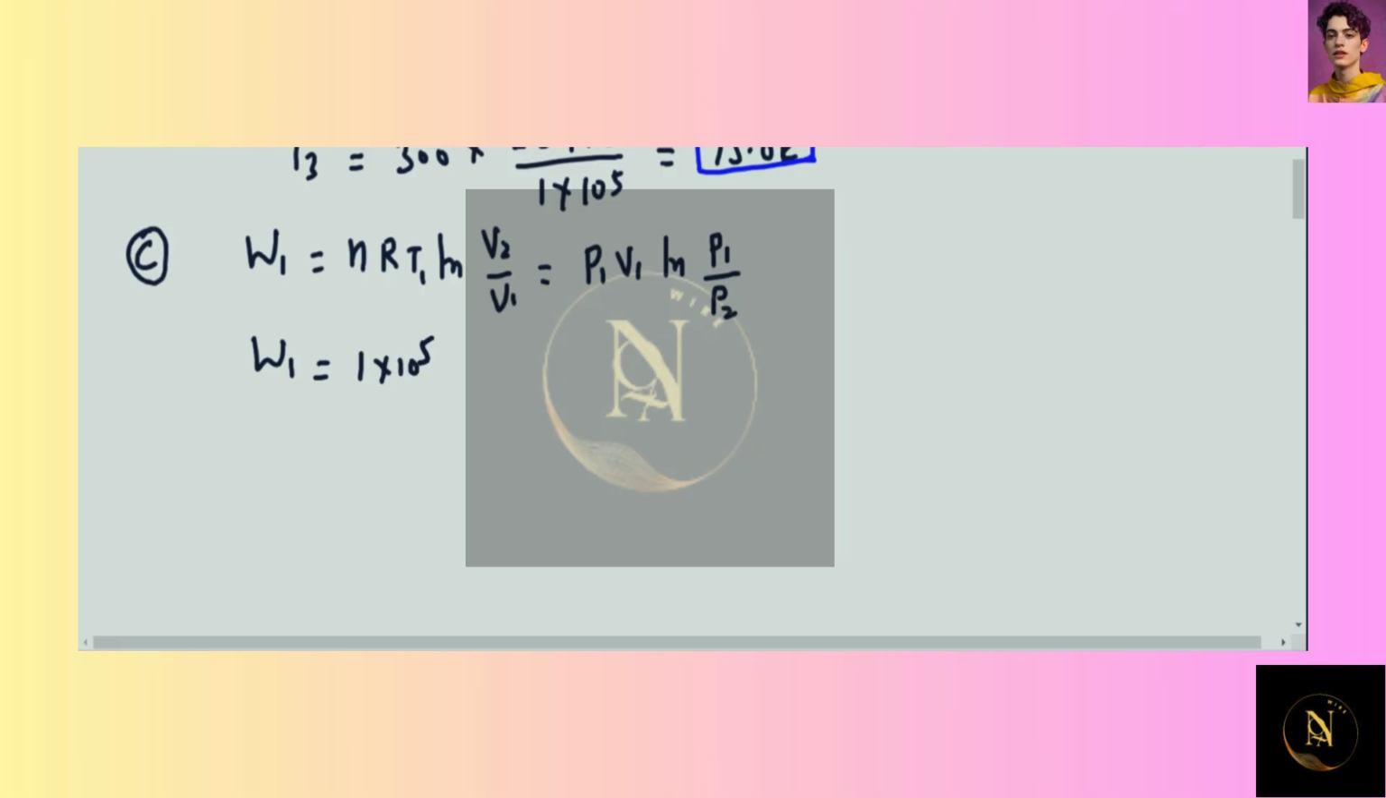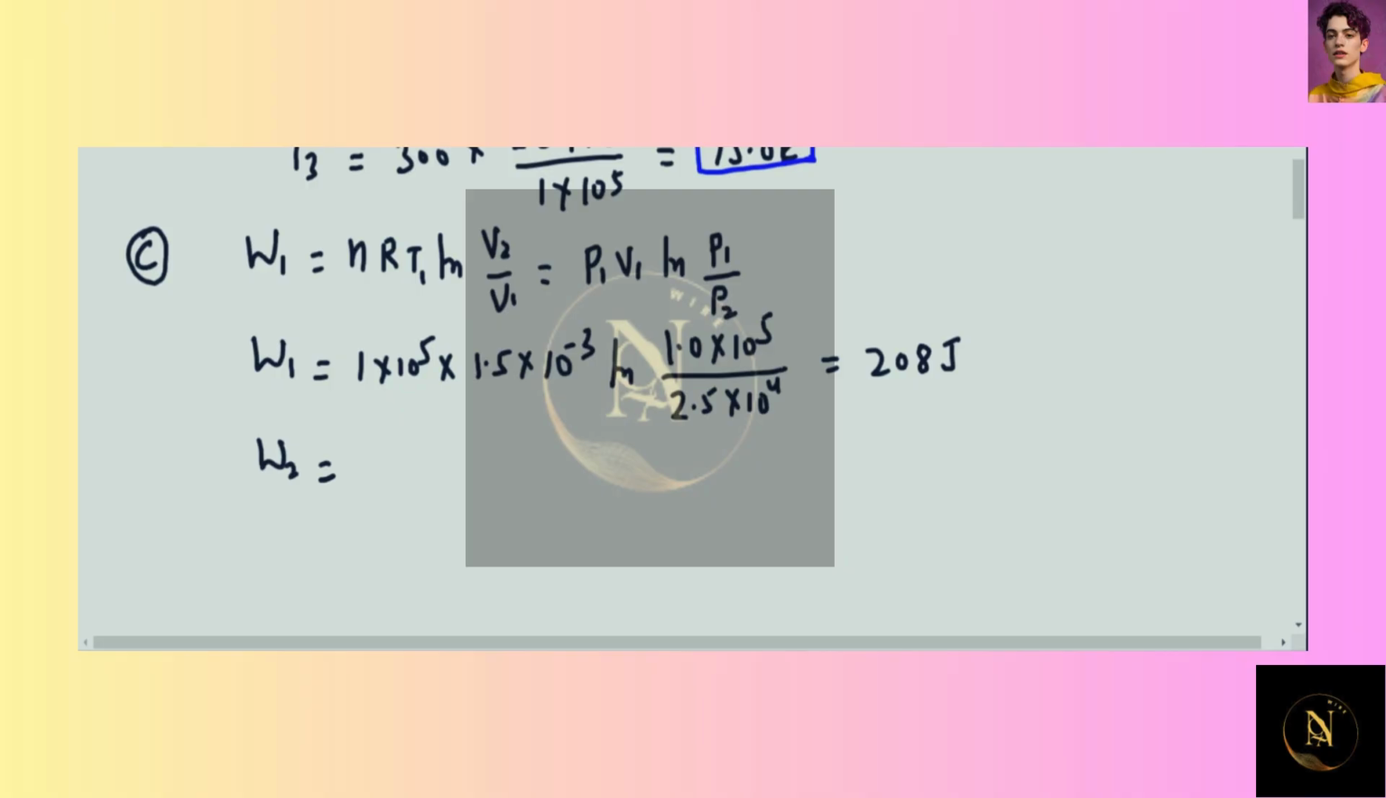P1 is 10^5 Pascal, V1 is 1.5 liter but it has to be used in meter cube. P1 is 1 × 10^5 Pascal and P2 is 2.5 × 10^4 Pascal. So on solving, this work done will be 208 joule.